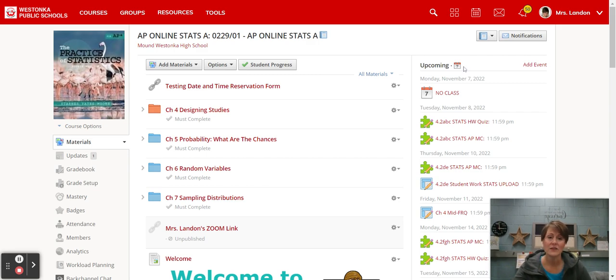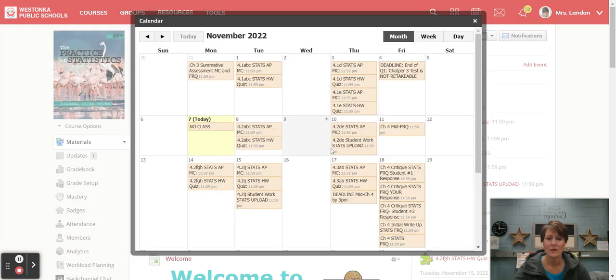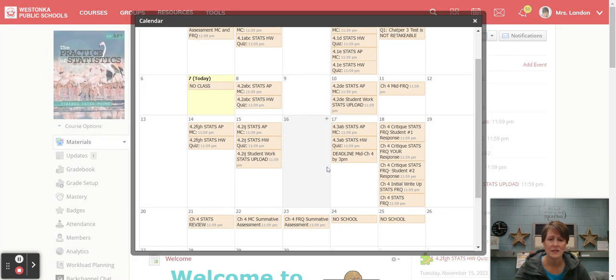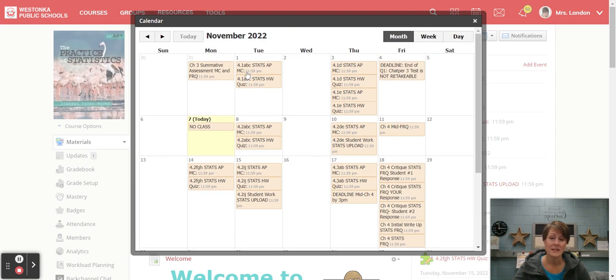In terms of deadlines, there is no official deadline this week. However, the following week you are going to have a deadline on Thursday, the 17th of November by 3 p.m. You basically want to get all the work done up to the mid-chapter free response, which is the work that was assigned last week, section 4.1, and then section 4.2 up to the mid-chapter free response, which is planned for this week.